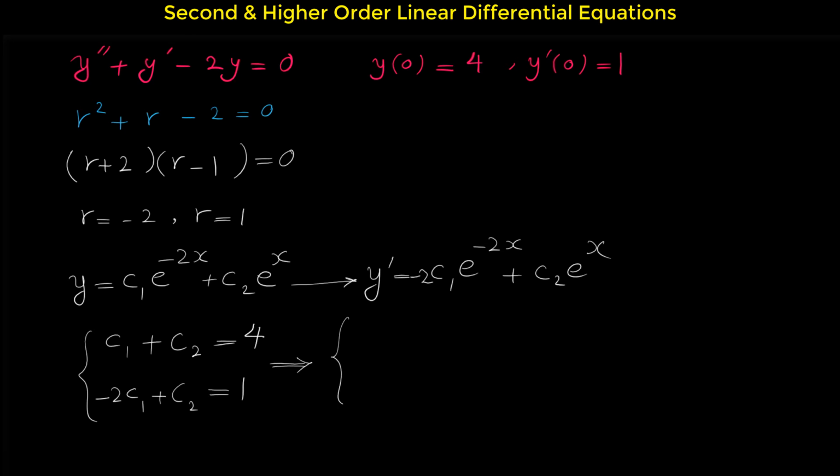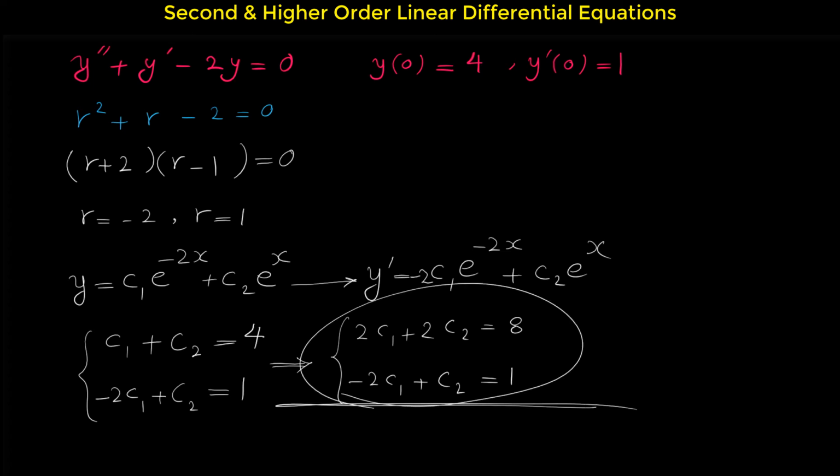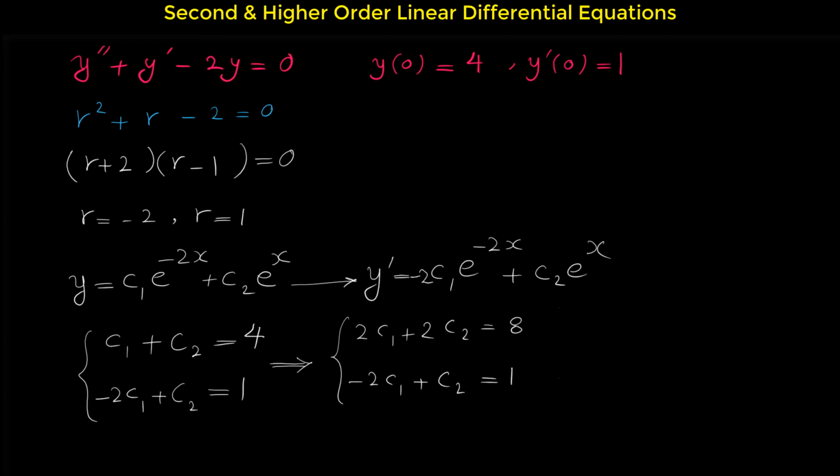If we multiply the first equation by 2, if we multiply both sides of this equation by 2, we have 2c sub 1 plus 2c sub 2 equals 8. And we write this equation, negative 2c sub 1 plus c sub 2 equals 1. Now, by adding these two equations, adding the left side to the left side and the right side to the right side, to eliminate c sub 1, negative 2c sub 1 and positive 2c sub 1 cancel each other.